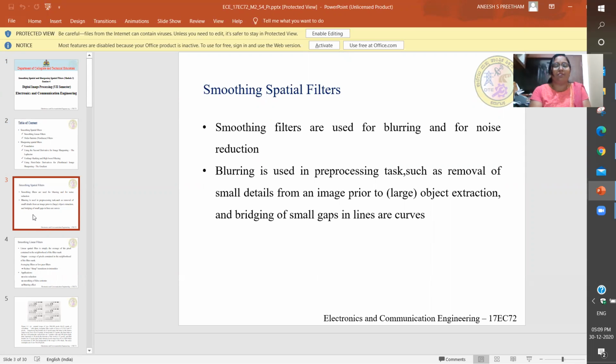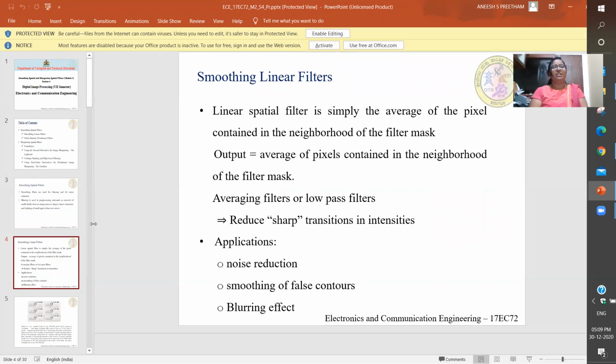The first topic of our discussion is smoothing spatial filters. Smoothing filters are used for blurring and for noise reduction. Blurring is used in pre-processing tasks such as removal of small details from an image prior to object extraction and bridging of small gaps in lines or curves. Now, let us see about smoothing linear filters.